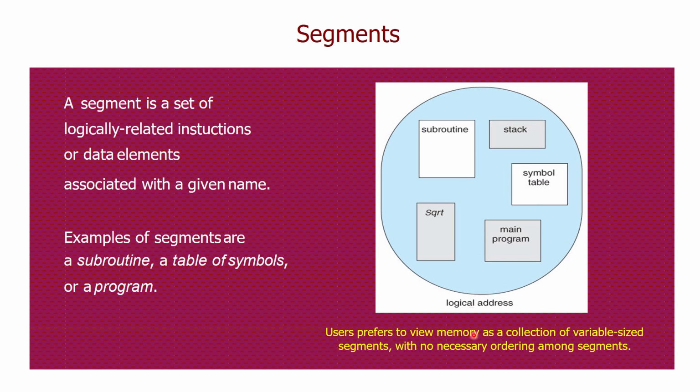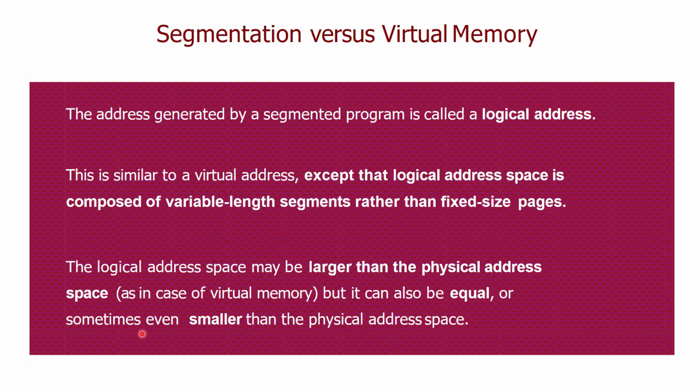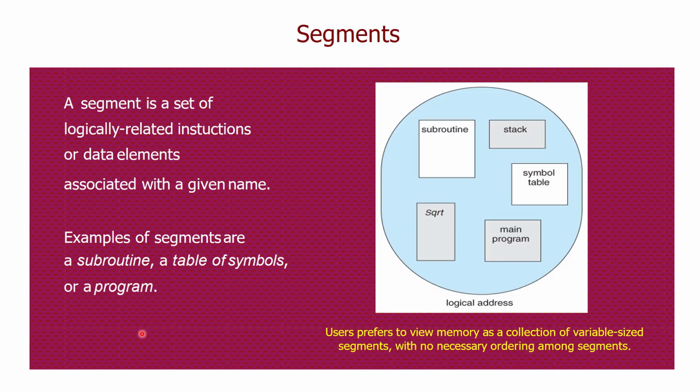So users prefer to view the memory as a collection of variable sized segments. It means that each can have a different size than the others, with no necessary ordering among segments. The segments need not have any particular order. A segment is a set of logically related instructions or data elements associated with a given name. Examples of segments are a subroutine, a table of symbols, or a program. So these are the segments. I hope you understand the idea behind this.